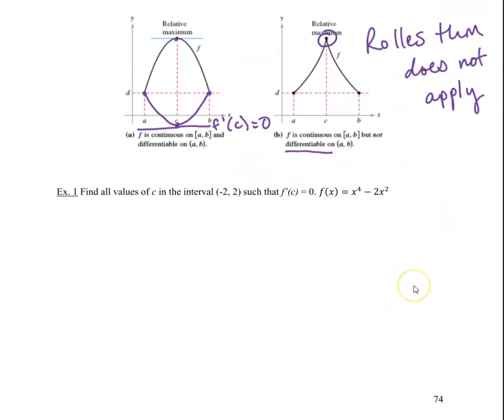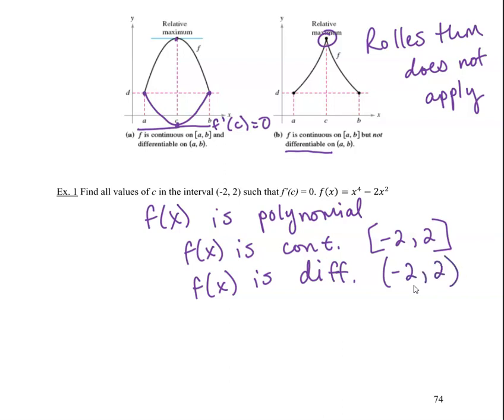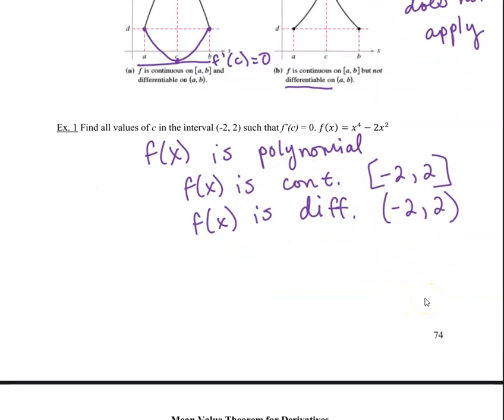Number 1, it says find all values of c in the interval -2 to 2 such that the first derivative equals 0. Well, first you need to verify that the conditions apply. So f of x, notice, is a polynomial. So since f of x is a polynomial, we know that it's well behaved. That means that f of x is going to be continuous in the closed interval -2 to 2, and f of x is going to be differentiable in the interval -2 to 2. And in fact, it would be differentiable at the closed interval, but it doesn't matter. So that's okay. Those parts of the theorem are good to go.